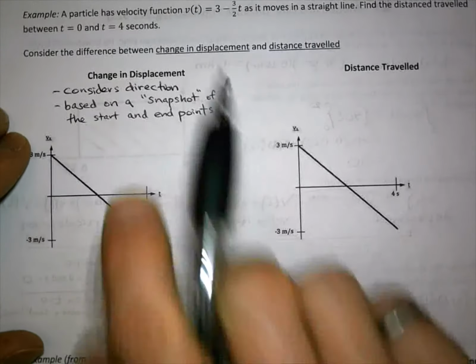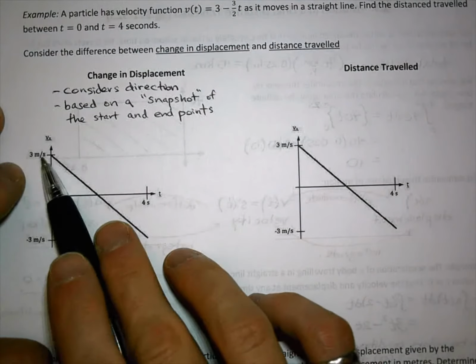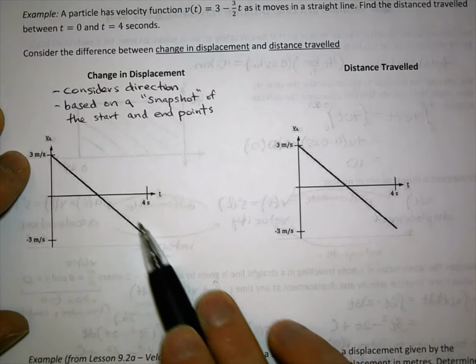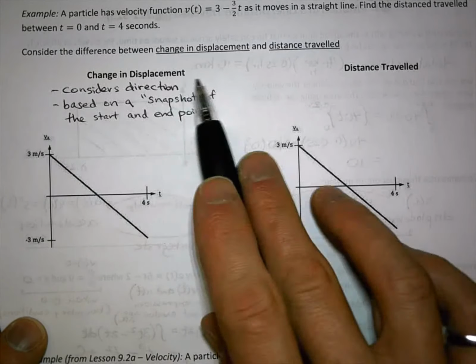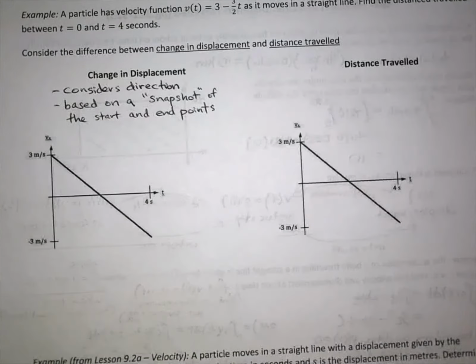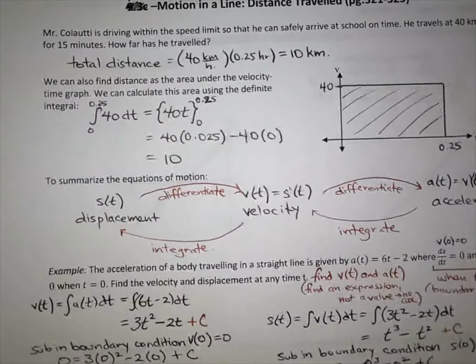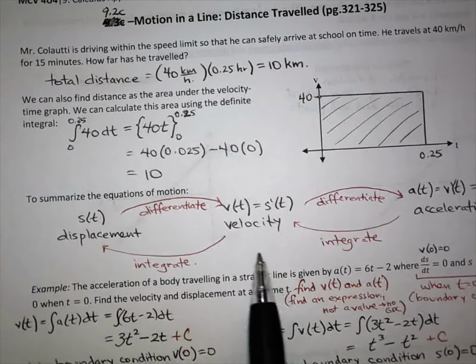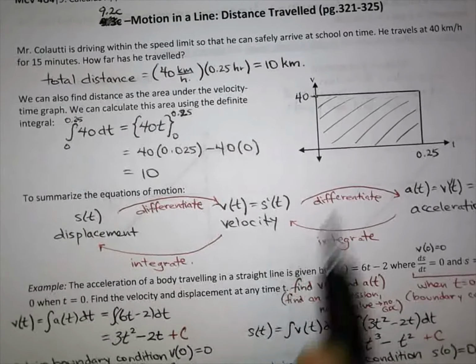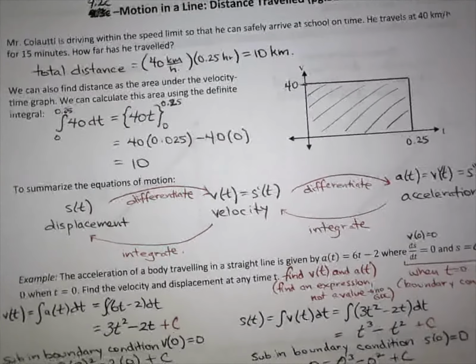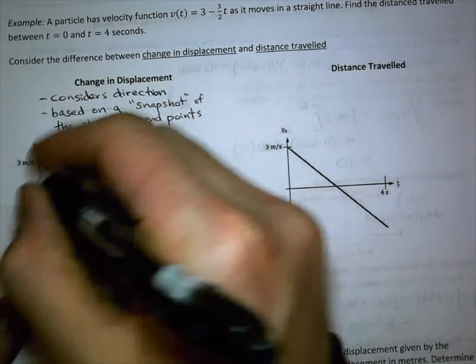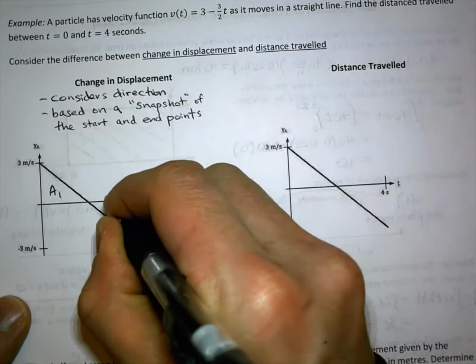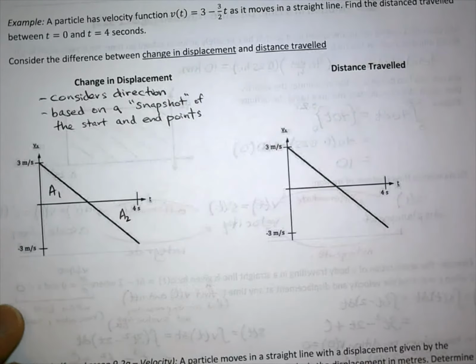Now for this question, there's my velocity time graph. I start at 3 and I'm moving in the negative direction. Remember, to find the change in displacement, or to find the integral, one way is to use the integral. Another way is just to look at the area under the curve. So for this question, I've drawn the graph. Let me find the area under this curve. I'm going to add A1 and A2 here.